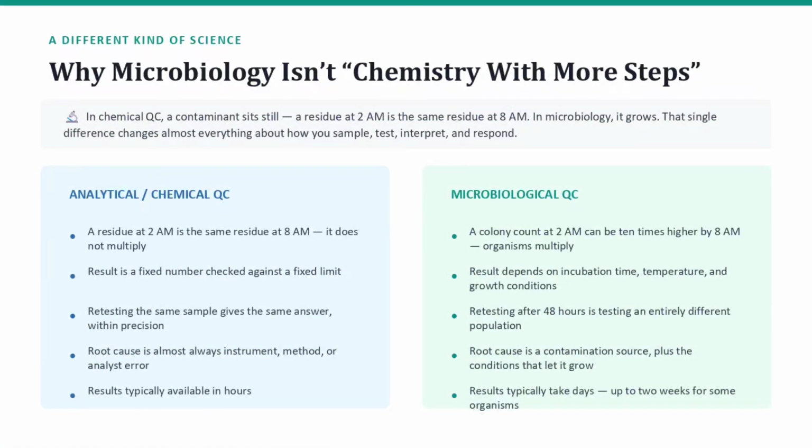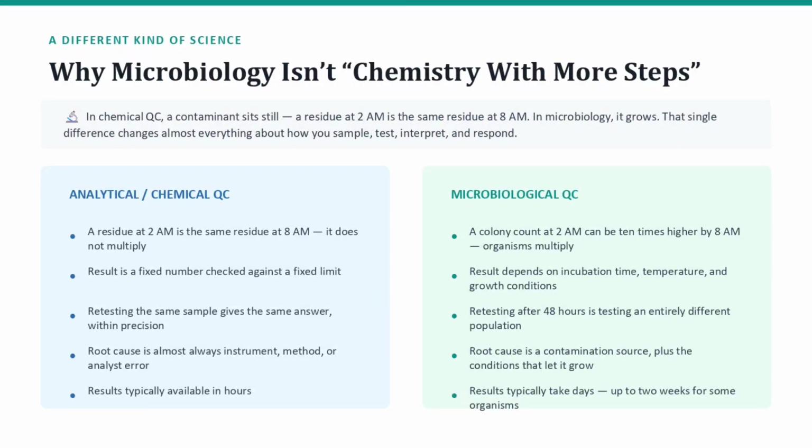Let me start with the single most important mental shift you need to make. In chemical QC, a contaminant sits still. A residue at 2 in the morning is the same residue at 8 in the morning. If you retest that sample tomorrow, you get essentially the same answer, within the precision of your method. Root cause almost always comes down to an instrument, a method, or an analyst error. And you usually have your result within hours.